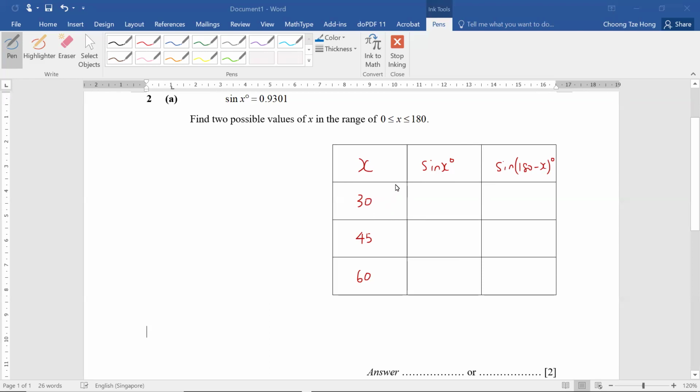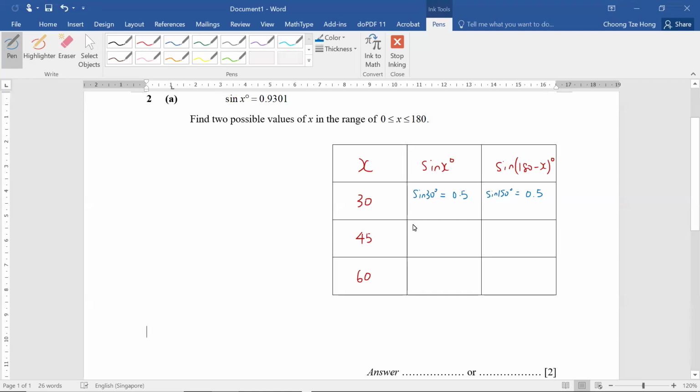Okay, so if x is 30, then over here we'll be calculating the value of sine 30 degrees. Okay, so if you do the calculation in your calculator, you will get half, or 0.5. Okay, so for the next column, if x is 30, then 180 minus 30 will be sine 150. So if you were to try to calculate sine 150 in your calculator, you should arrive at the value of 0.5 as well. Okay, so you can see that sine 30 and sine 150 have the same values. Okay, so let's move on to another one to check.